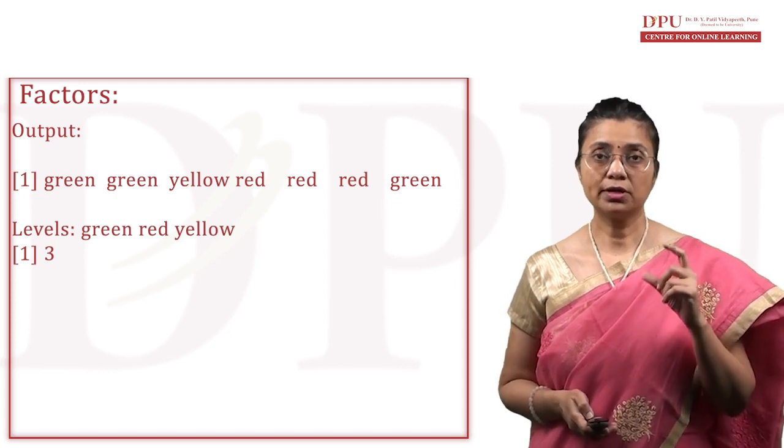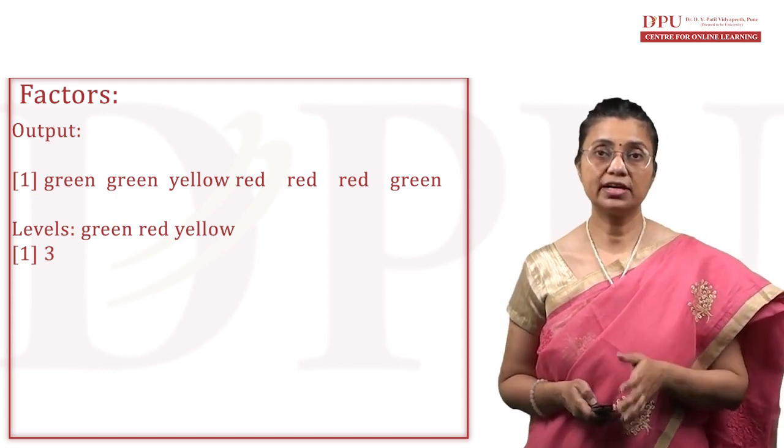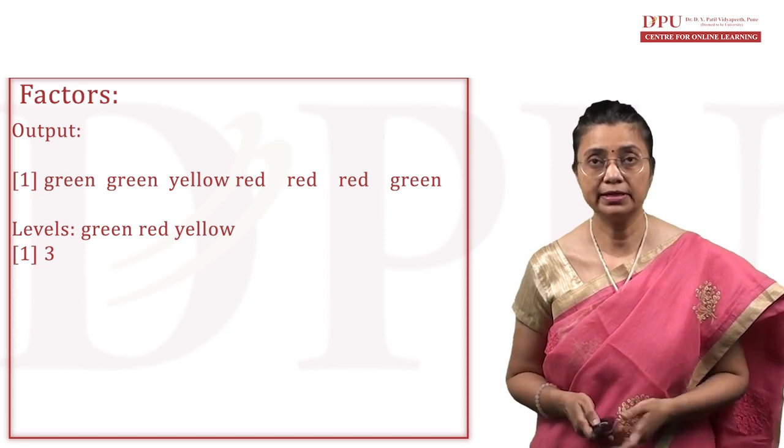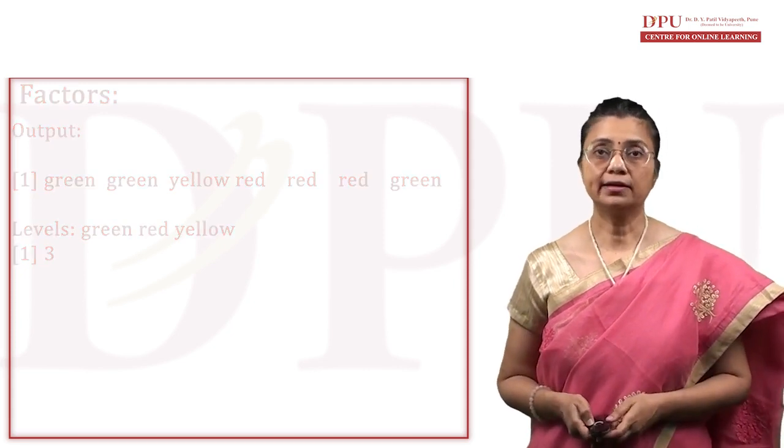What are the main zones? What are the main cities? What are the main codes which are available? That is how, if I want to treat my data, I can always go with a factor object.